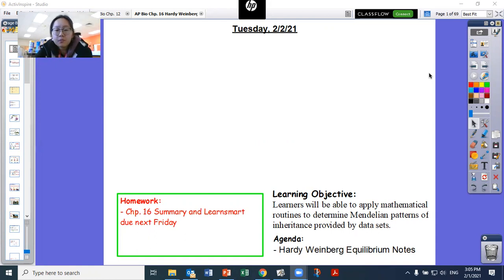get it done early. So our learning objective will be that learners will be able to apply mathematical routines to determine Mendelian patterns of inheritance provided by data sets. So the lab that we will be introducing later this week is going to be a math-based model, and we're going to get to use a computer for it instead of a demo. The reason we can do it is because Hardy-Weinberg follows certain rules, and they're math-based rules. It's simple though. Don't get too worried about it.